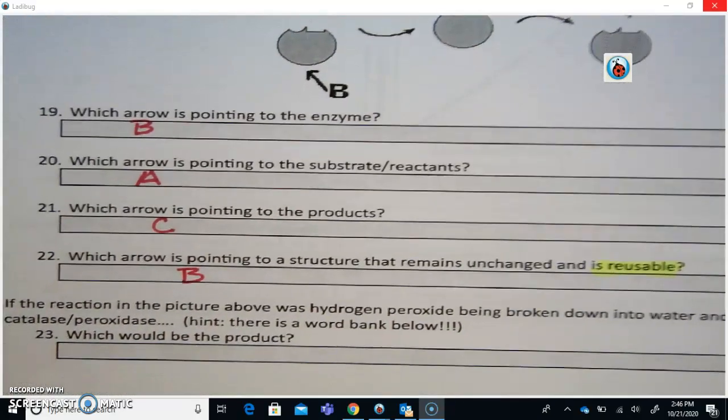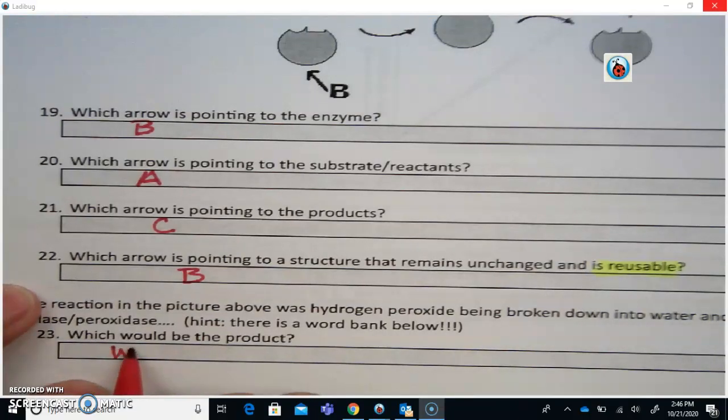In number 23, it says if the reaction in the picture above was hydrogen peroxide being broken down into water and oxygen by catalase or peroxidase, which would be the product? Okay, well, the product is what gets produced. So water and oxygen are the products.